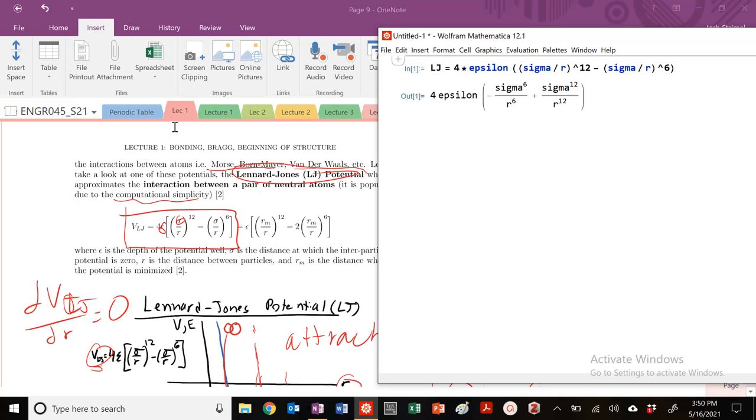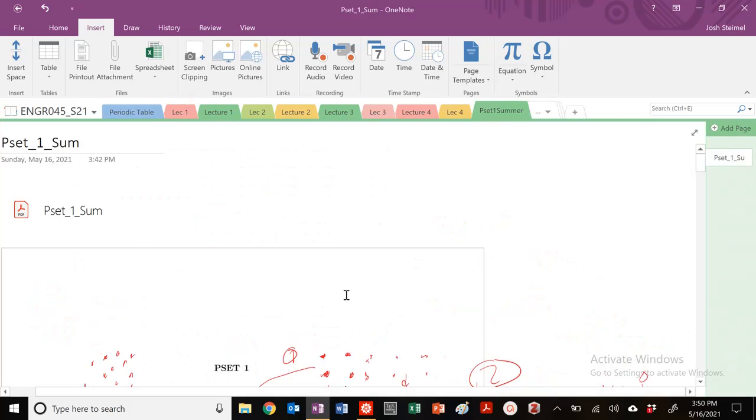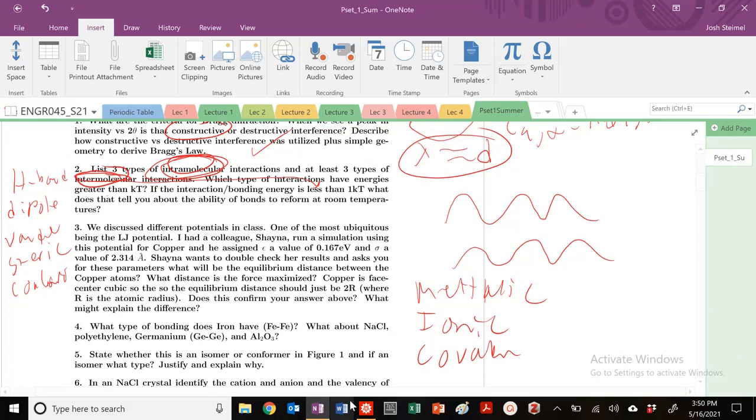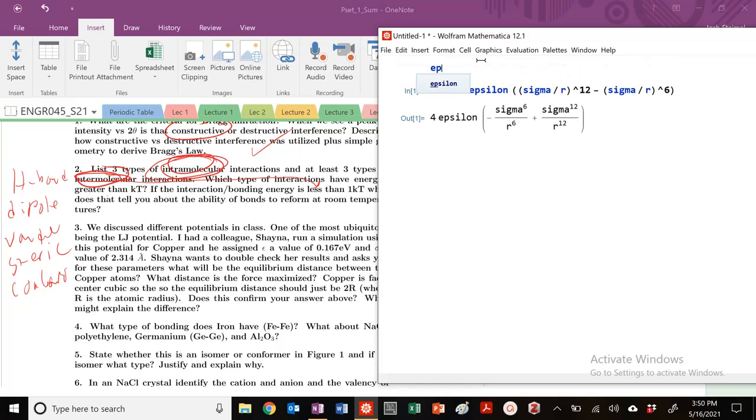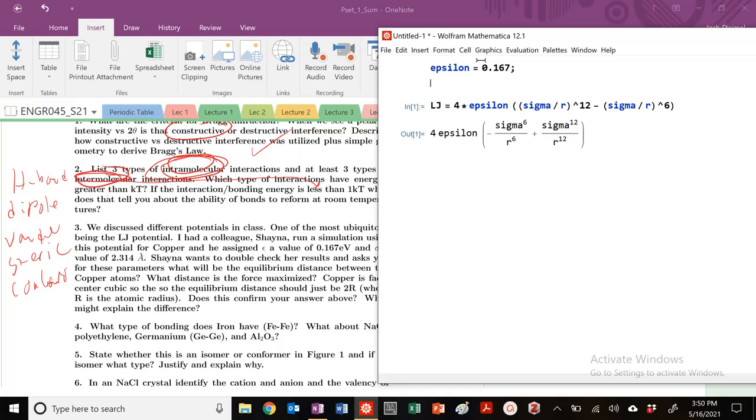In this problem, we are told that epsilon equals 0.167 electron volts. Our sigma is equal to 2.314 times 10 to the minus 10 meters. Lennard-Jones potential.